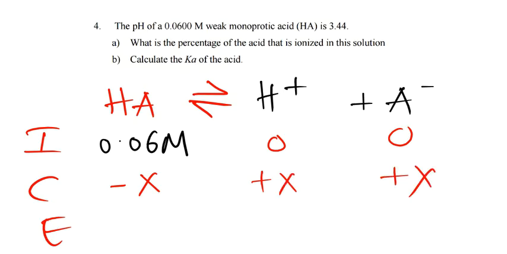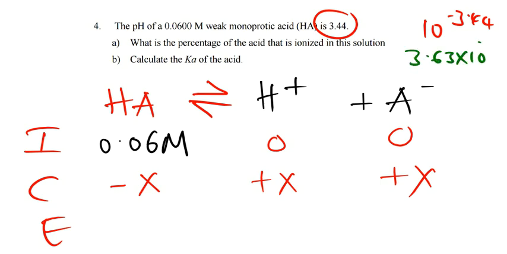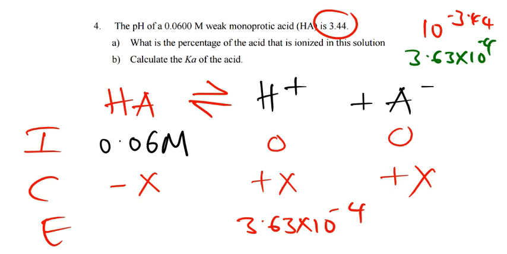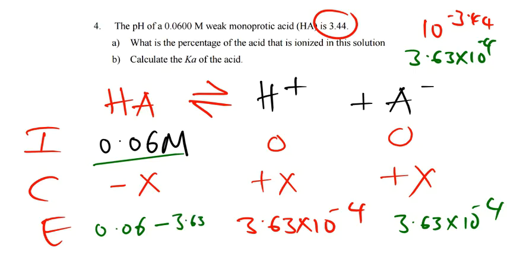Now the value of x has already been found using the pH, which we found to be 10 to the power negative 3.44. That was the concentration of the hydrogen ion, which in scientific notation becomes 3.63 times 10 to the power negative 4. So that is the value of x, because x is equal to the equilibrium concentration of the hydrogen ion. So we'll duplicate it to all the other parts. Where there's x, you can subtract 0.006 minus that same value. So we've got the equilibrium concentrations now.